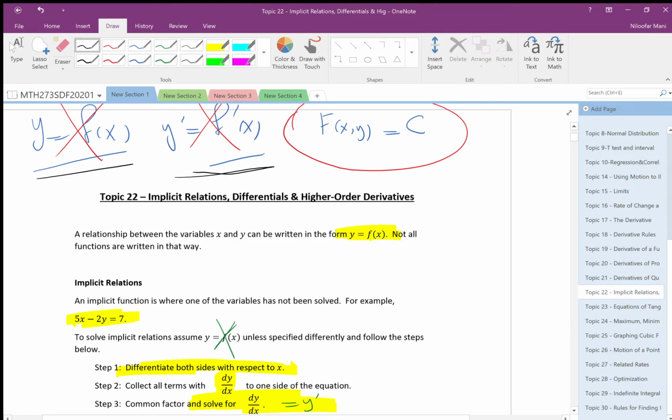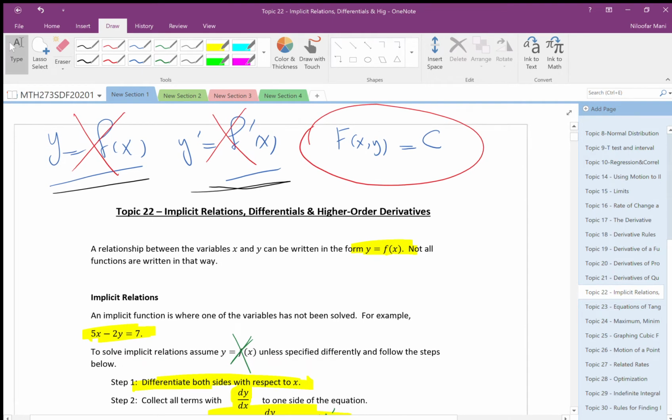But right now I don't have y equal f of x. How about if I don't have y equal f of x? How about if I just have a relationship between x and y? What should I do? I still have x an independent variable. I still have y dependent on x. Y is f of x, but I don't know what f is. I just know a relationship between x and y, which is here.